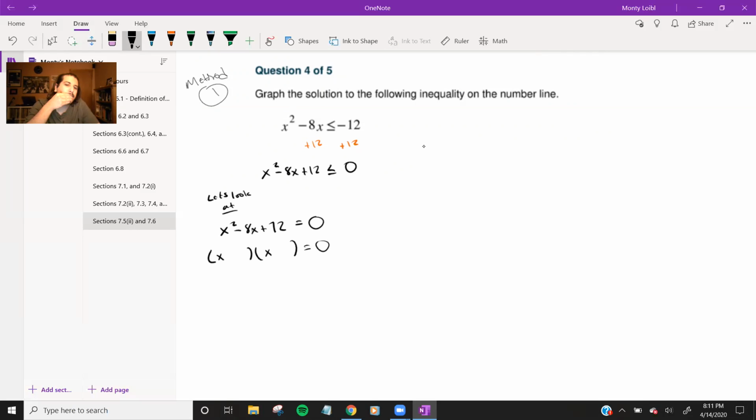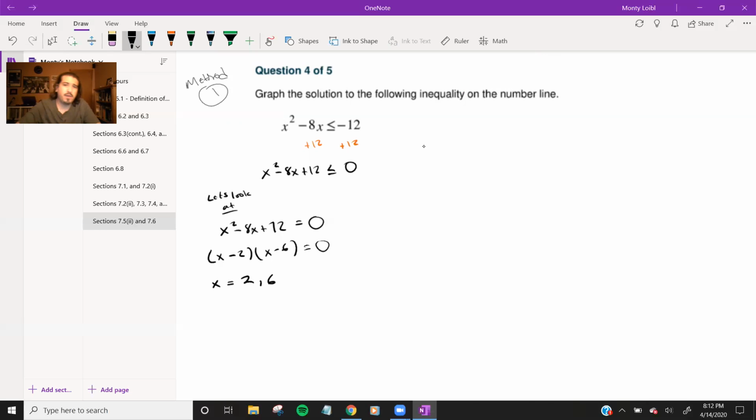2 and 10, 1 and 2, 2 and 6. Do we get -2 and -6 is what we find? Everyone agree? So again, that means x is equal to 2, x is equal to 6. These are our boundary points.